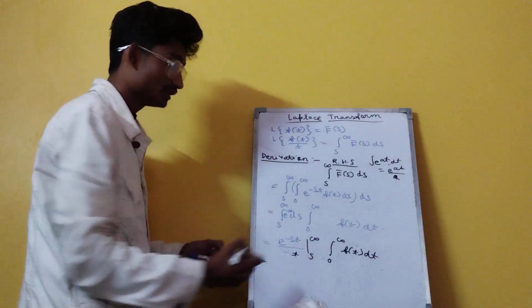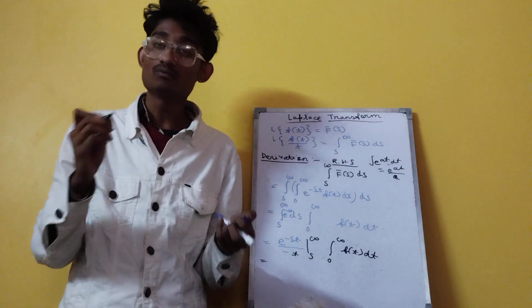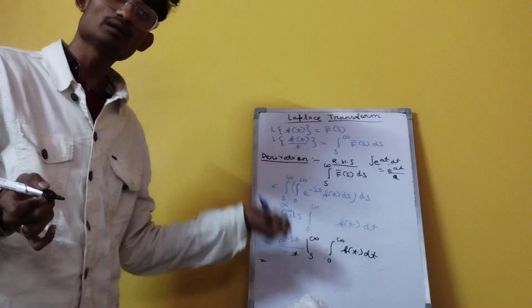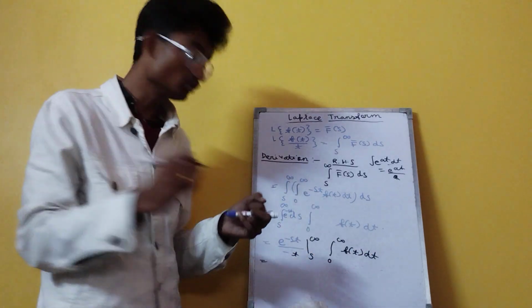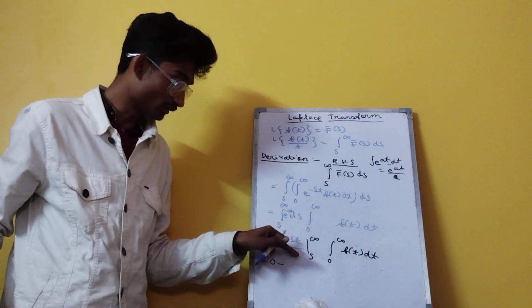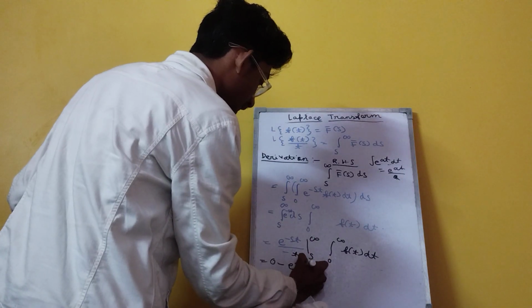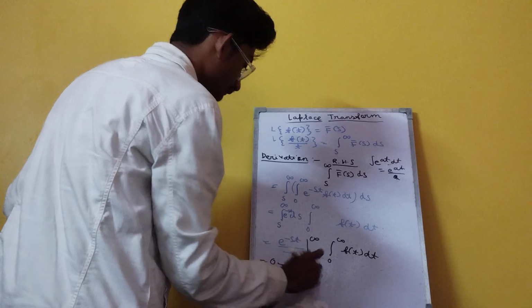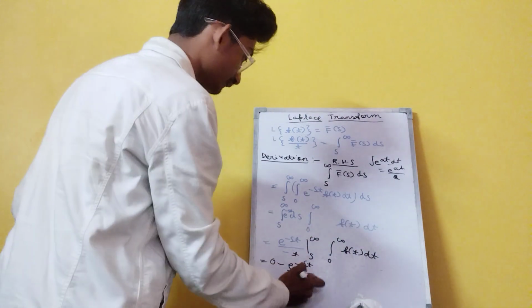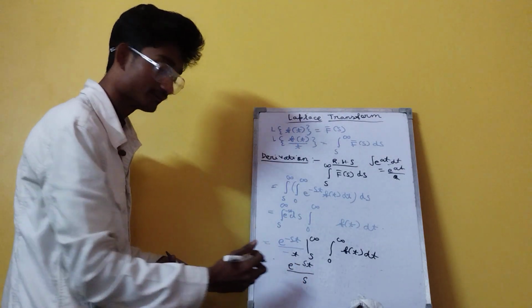So e raised to power minus infinity, so put the upper limit. E raised to power minus infinity is basically 1 by e raised to power infinity. 1 by e raised to power infinity, what? 1 by infinity, that tends to 0. So that upper limit we are putting over here, that is 0. So 0 minus, now put the lower limit, so e raised to power minus s into t by minus t, that will be, what is that? That is minus s. So minus minus becomes plus, so we can write it as it is.